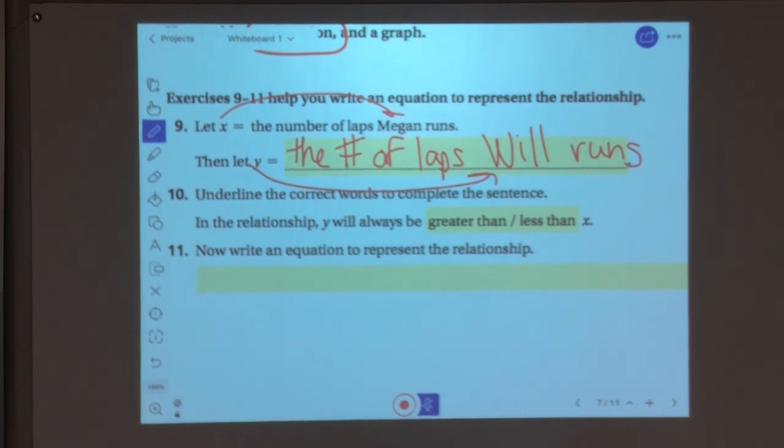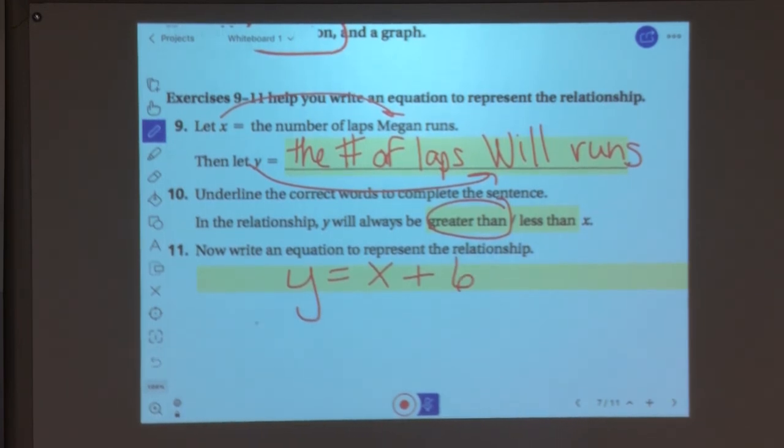It says, in the relationship, y will always be greater than or less than x. Well, what we remember from that problem is that Will had already run 6 laps before Megan joins him, and y is talking about Will, so Will has always run more laps, so greater than the number of laps that Megan runs. So what that means is the number of laps that Will runs is our bigger one, and when you write an equation, it's usually easiest to start with your bigger amount. So his number of laps is equal to Megan's plus the 6 he already ran.